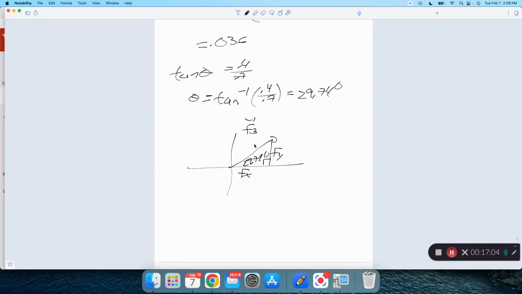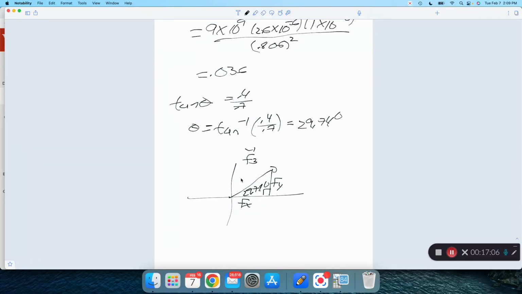Okay, I know that magnitude there, 0.036. Now I can just use trig. I know that, for example, sine of that angle should be the y component over the magnitude.